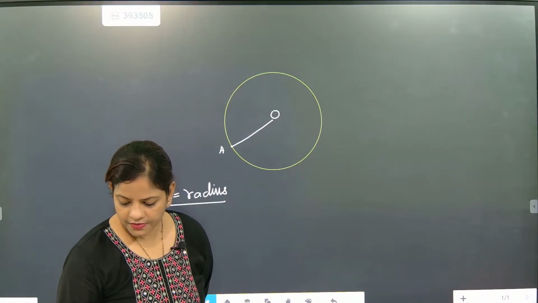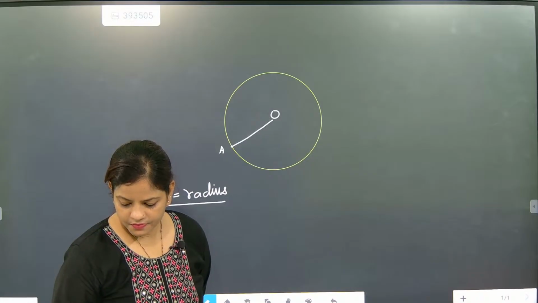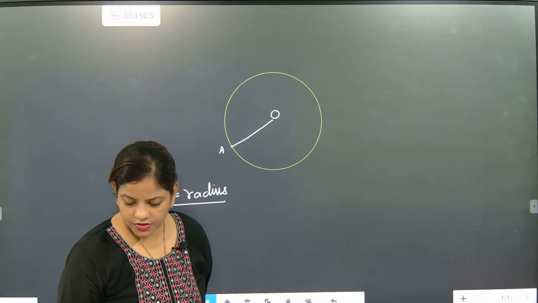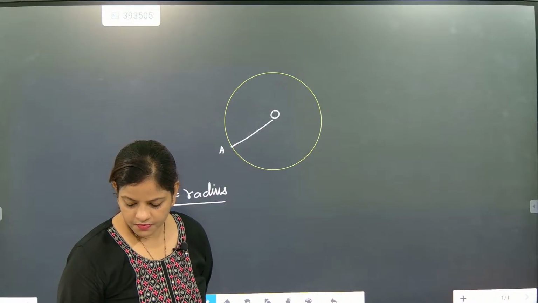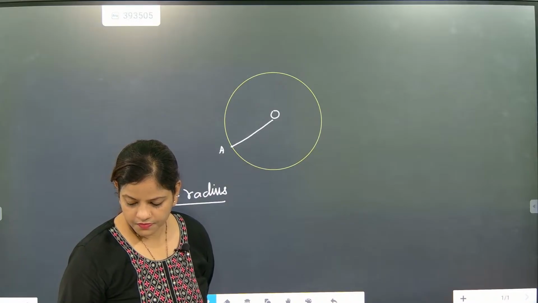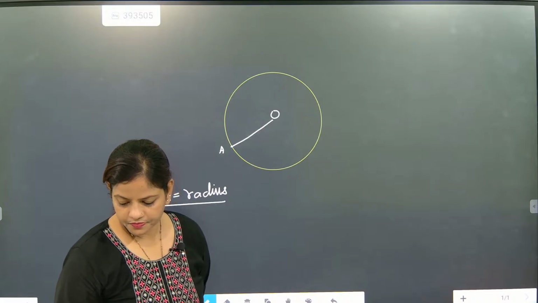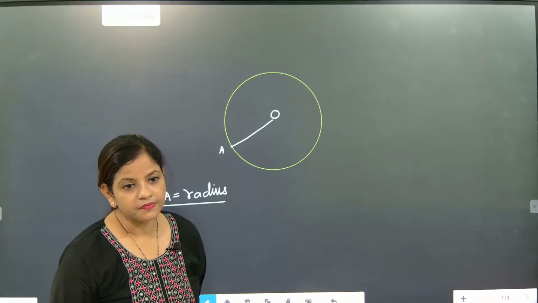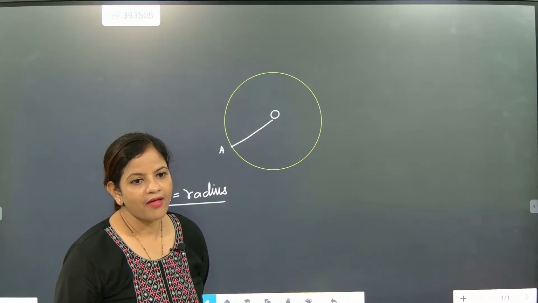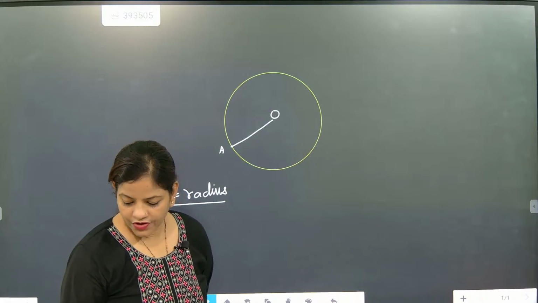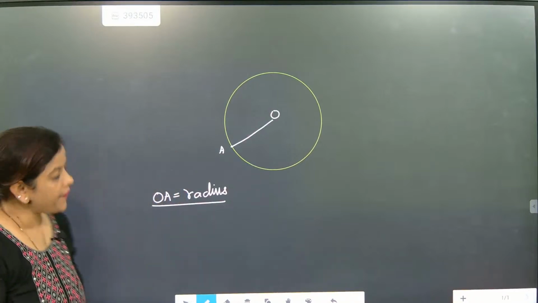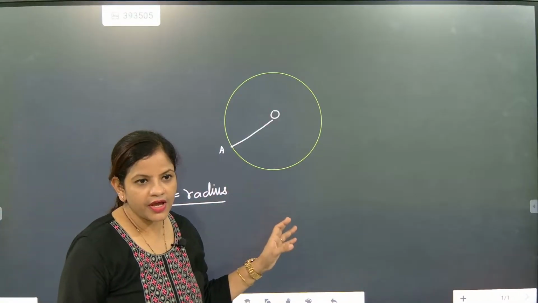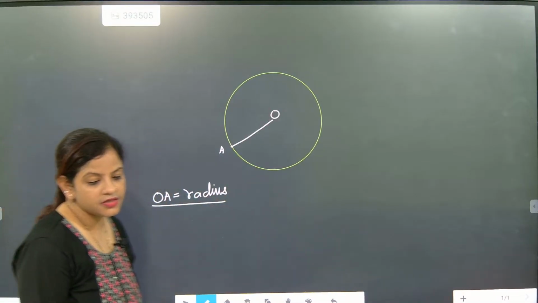Are we ready, beta? Understood? Hmm. Super. So I'm just revising that one. We'll start. Now, beta, this is radius. Okay. Now, after the radius, correct now?